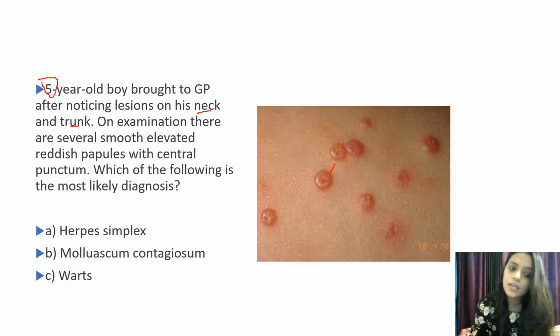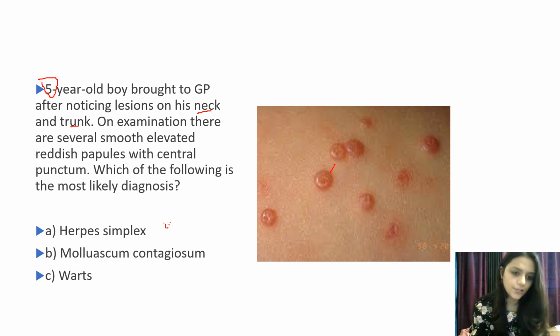The first option is herpes simplex. We know that herpes simplex, or what we call cold sores, usually occurs as vesicles. Vesicles means they present as a group of vesicles, tiny raised lesions with fluid inside. That is the presentation of herpes simplex. This is totally different from what they are telling, because this is not grouped, it is a single lesion, and as they said, there is some central punctum also. So this is not the answer.